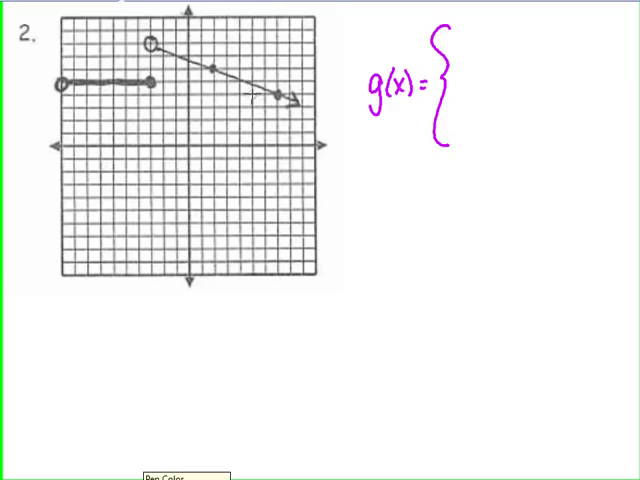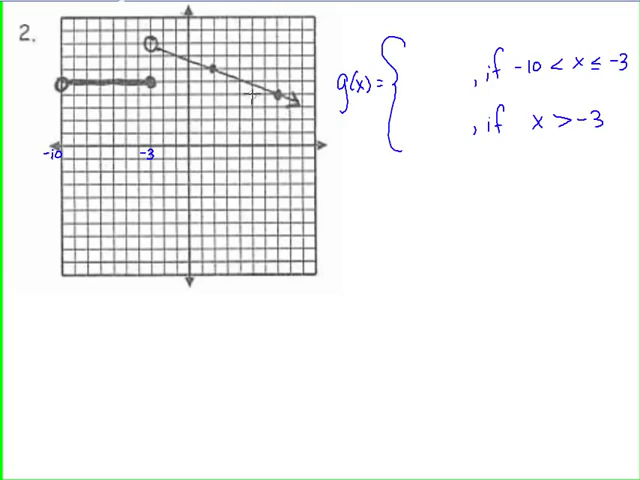Alright, hit pause. So far I've just done my domain restrictions. I said, alright, between negative 10 and 3, we're going to have one function. Oh, I can do that one really quickly. 1, 2, 3, 4, 5. Alright, so my function is y equals 5 on the domain from negative 10 to 3, x is greater than negative 10 and less than or equal to negative 3. My other function is on x values that are greater than negative 3. Only on x greater than negative 3, I'm going to have this function.